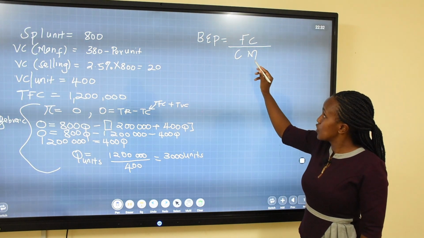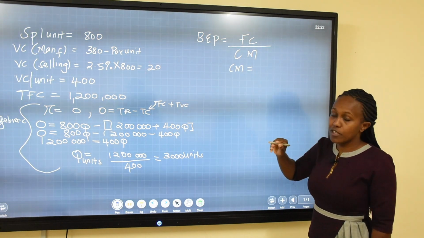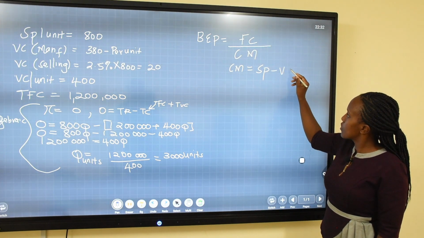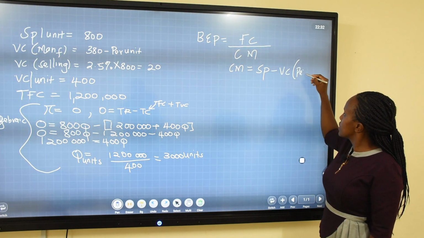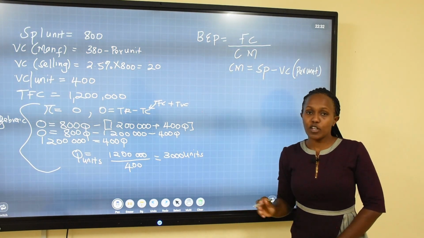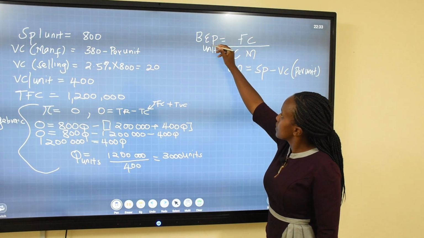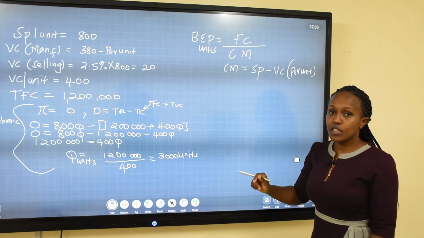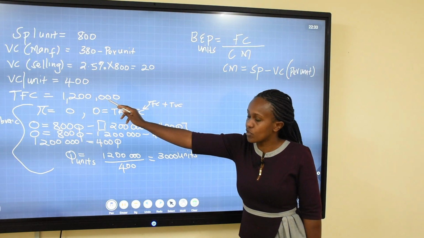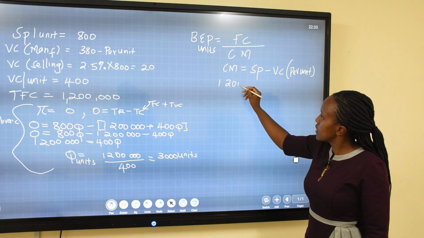And we have said that contribution margin, CM, is equal to selling price per unit minus variable cost, all of them per unit. So using this formula, if we want to get the BEP here, but in units, we are going to say fixed cost. How much is our fixed cost? Fixed cost is 1.2. We have it here. Total fixed cost is 1.2 million.